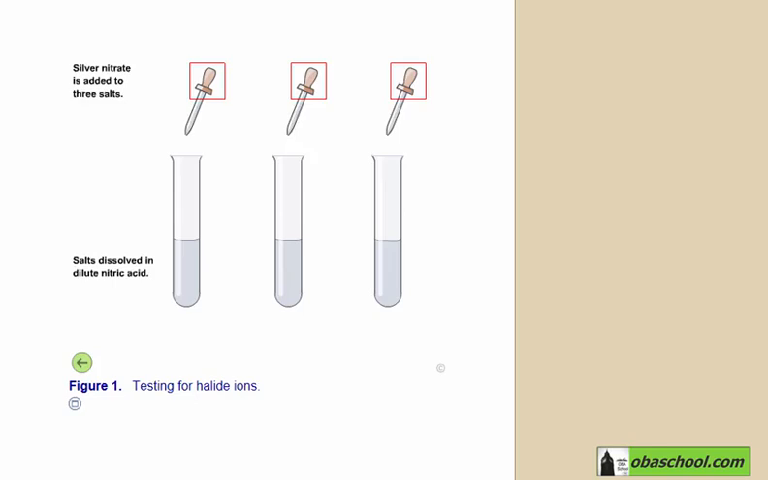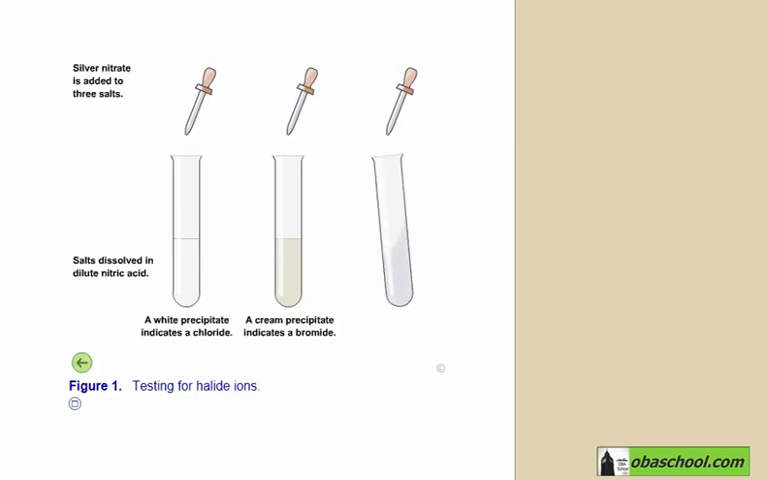So if there is a halogenoalkane in this solution, after adding silver nitrate, we will obtain a white precipitate if the halogen is a chlorine, a cream precipitate if the halogen is a bromine, and a pale yellow precipitate if the halogen is iodine.